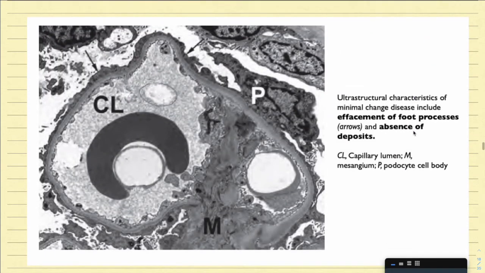By electron microscopy, if you see the foot processes, can you see they have become completely flat? The foot processes which were once present are not there. So there is flattening of the foot processes and there is no deposit. You cannot see any kind of deposit. This is the glomerular basement membrane. There is a lamina interna, lamina externa and lamina densa, as we can appreciate in this particular diagram.